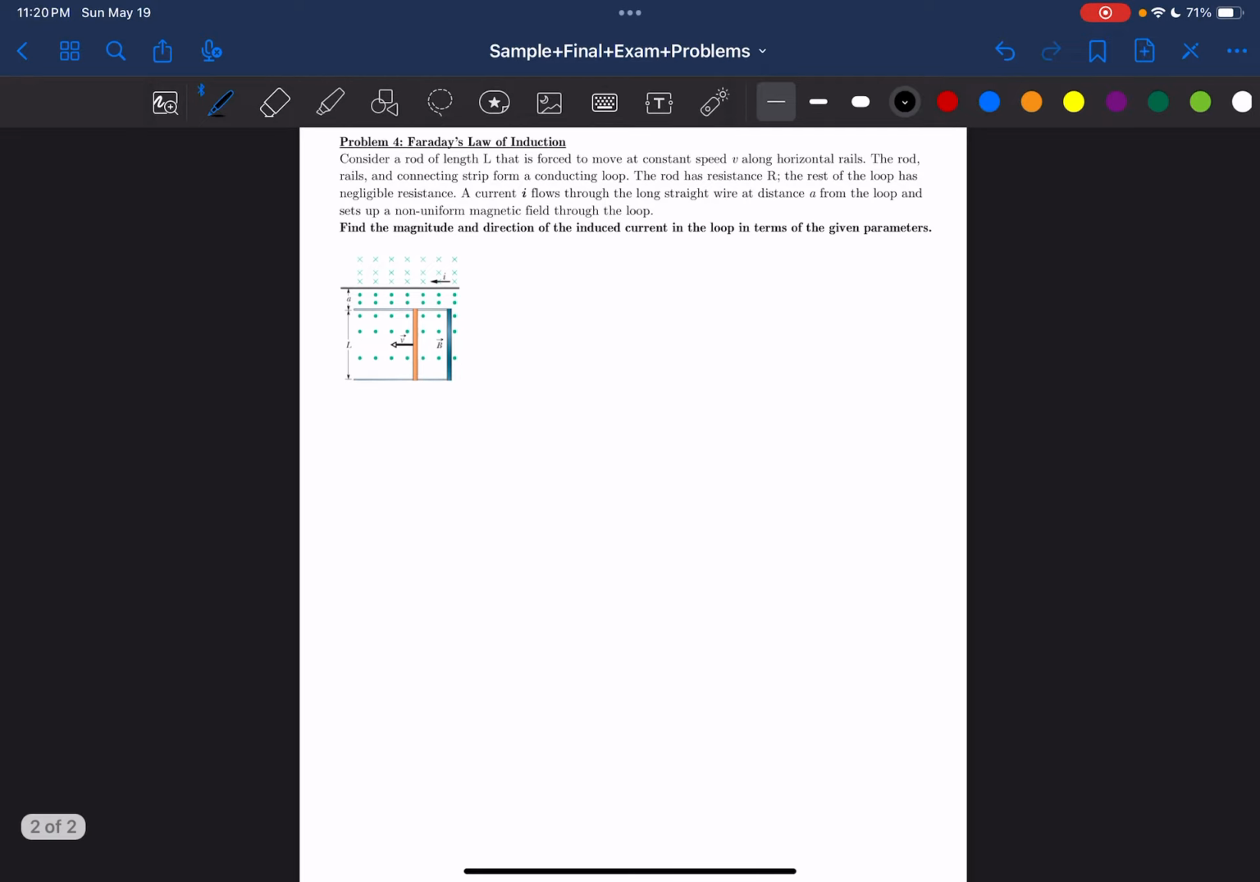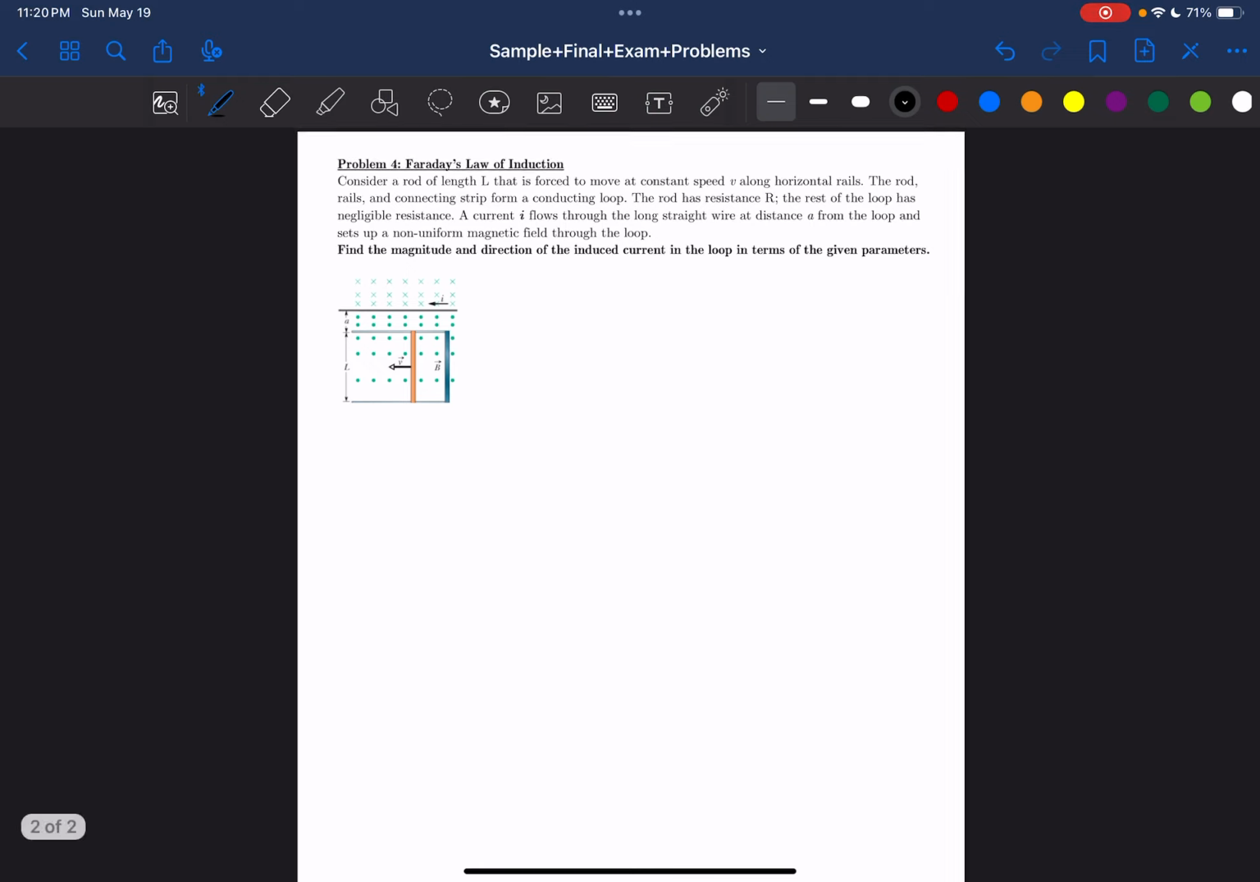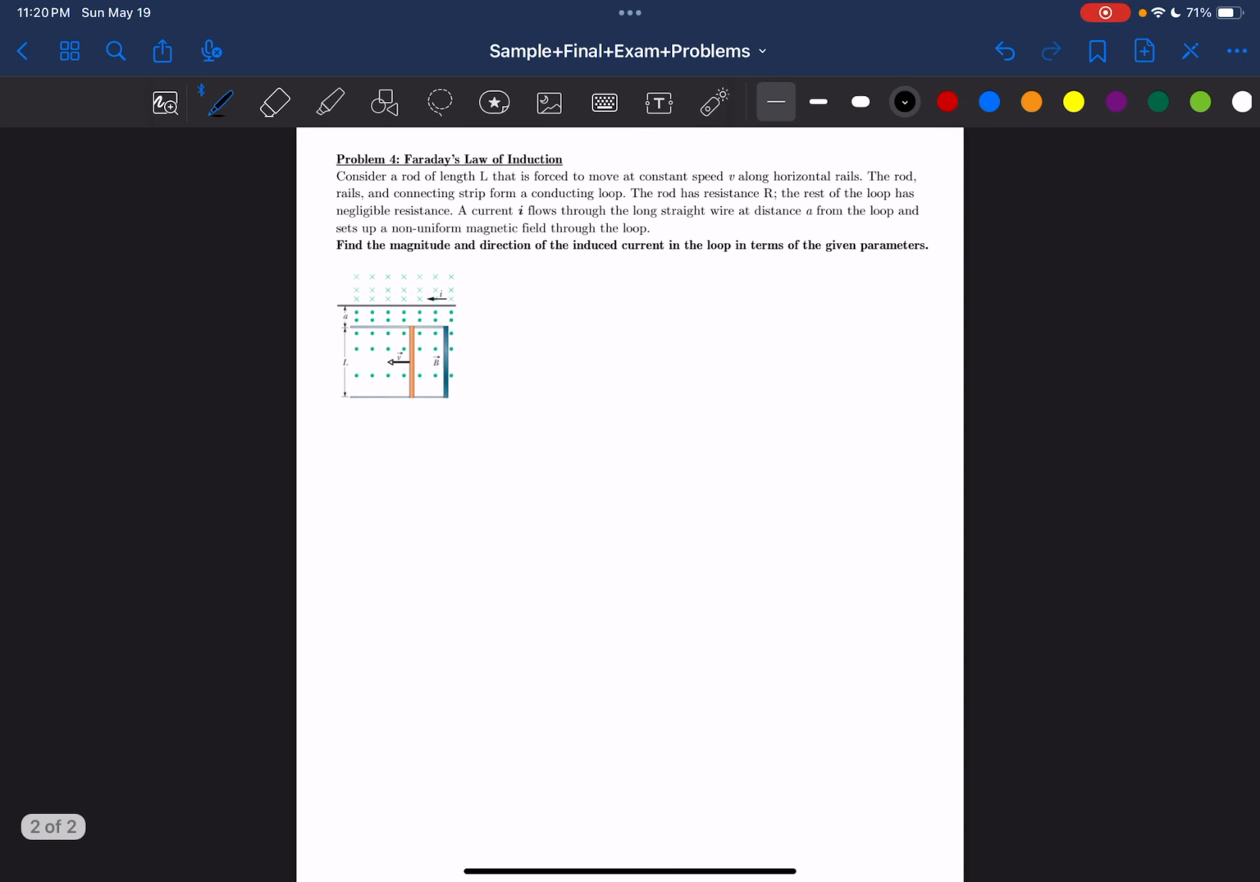All right, so here is a Faraday's law problem, Faraday's law of induction, and it states to consider a rod of length L that is forced to move at constant speed v along horizontal rails. The rod, rails, and connecting strip form a conducting loop. The rod has resistance R. The rest of the loop has negligible resistance.